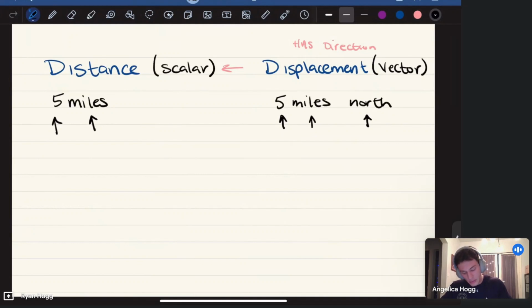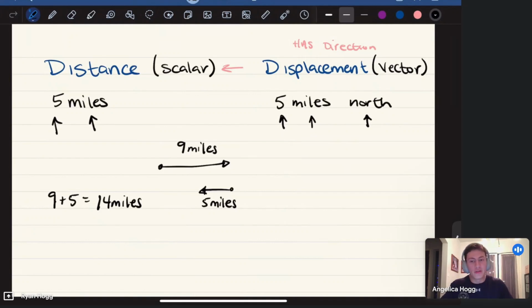Now, as an example, if we had a person who went 9 miles this way to the right, and then he went 5 miles back the other direction. So first he goes 9 miles to the right, and then he goes back to the left for another 5 miles. He would have covered a distance of 9 plus 5, which is 14 miles.